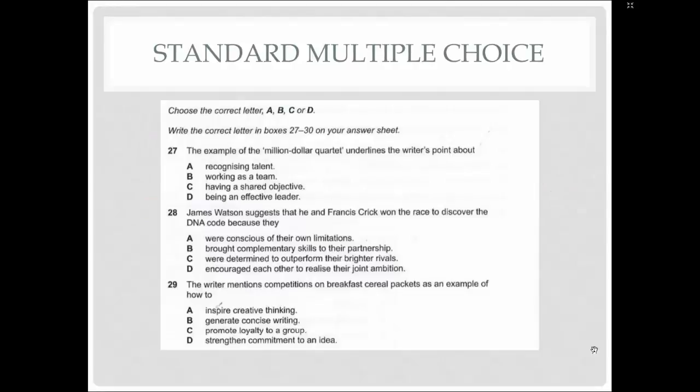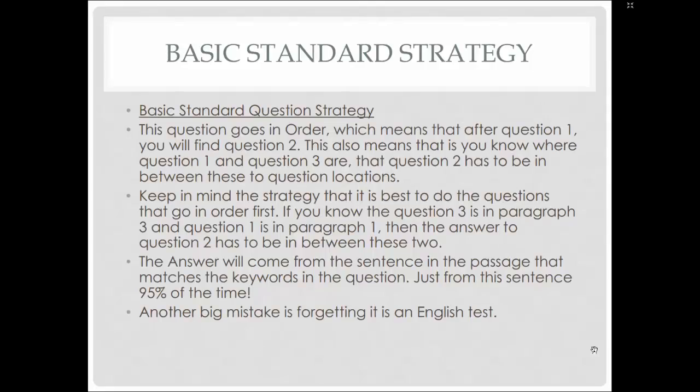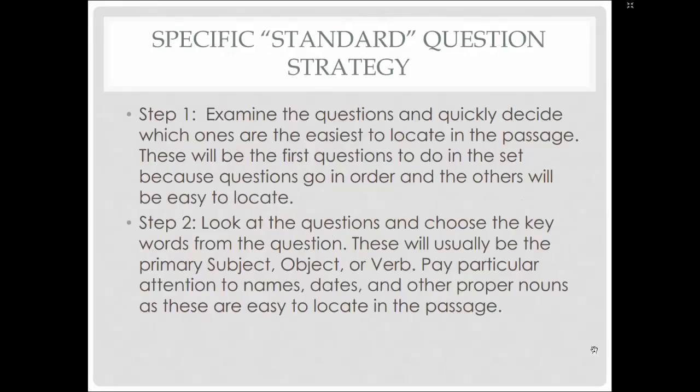All right, this is what a standard multiple choice question looks like. We have a question and you have A, B, C, D, and these go in order. So that means that number 28 is going to come after 27, and number 29 will be found after number 28 in the reading passage. In terms of strategy, we've gone over this many times with you now: questions go in order. If you know where question number 29 is and where number 27 is, you know number 28 is in the middle.